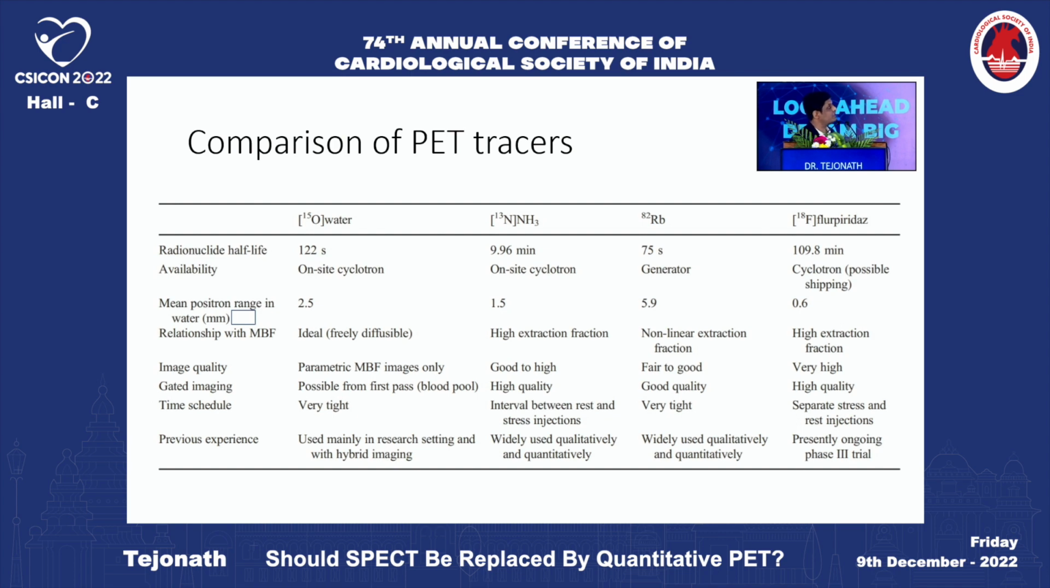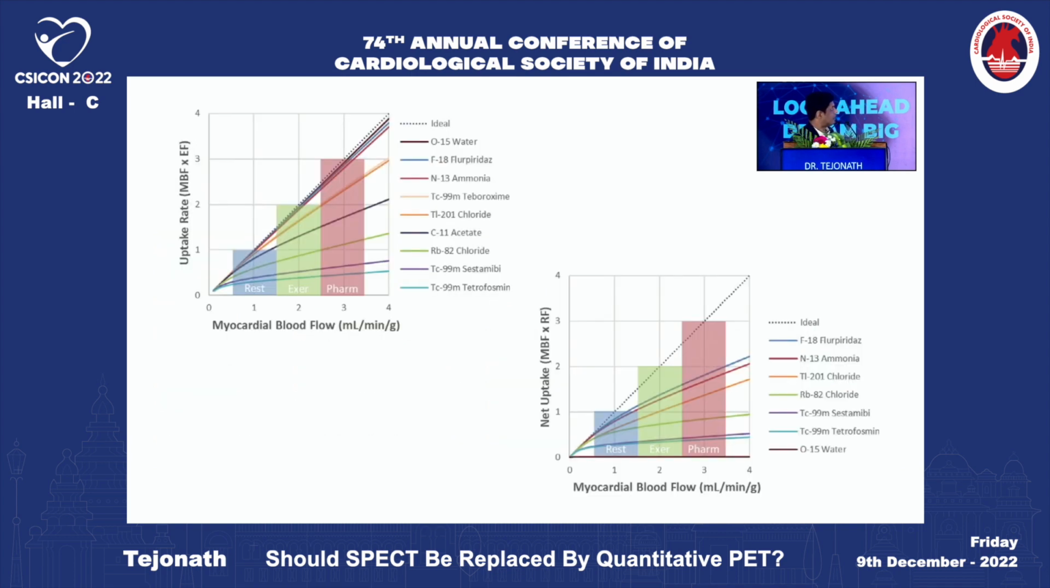Coming to rubidium, it is generator based, and the generator has a half-life of 25 days and can go for 1 month, but significant cost factors are associated with it. The newer tracer, which is showing some promise, is F18 flurpiridaz, but it is still in ongoing phase 3 trials. The half-life itself is a confounding factor for usage of these tracers. Okay.